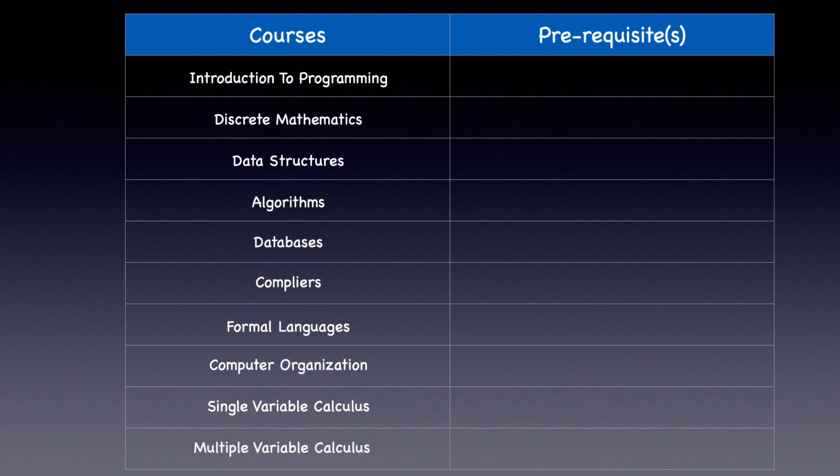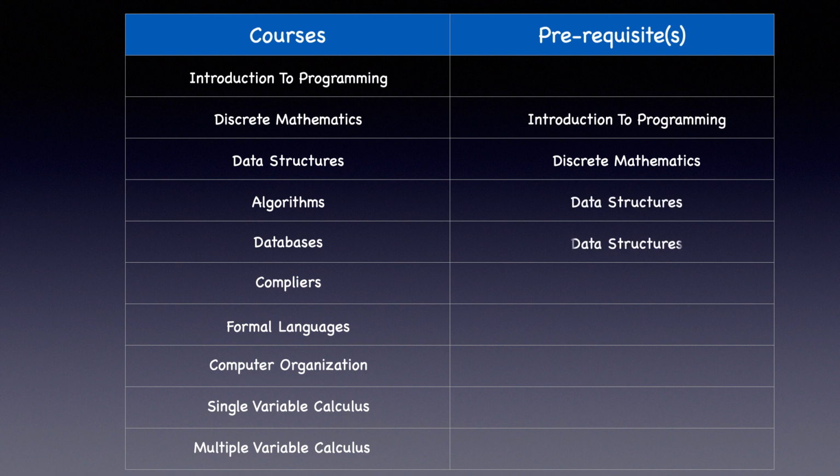However, students are not free to select courses at random, as certain classes have prerequisites that must be completed before enrollment. For example, prior to enrolling in the Discrete Mathematics course, students must first complete the Introduction to Programming course. The Data Structures course has a prerequisite, which is Discrete Mathematics. In turn, the Data Structures course serves as a prerequisite for Algorithms and Databases.